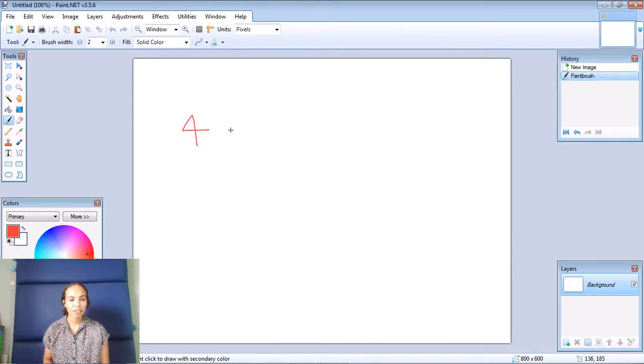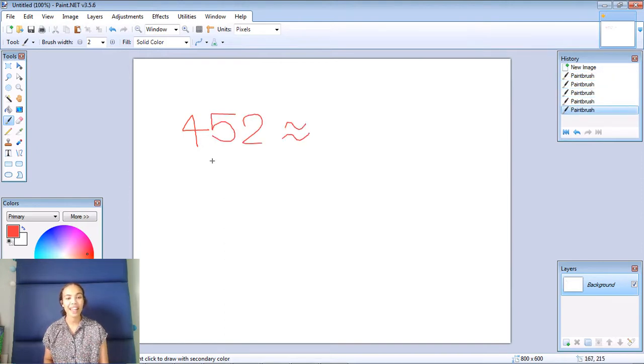If I had, say, 452, and I need to round this to the nearest 10, what would I then have to do? Let me use some different colors over here so we can make it fun. Okay, I need to round to the nearest 10.